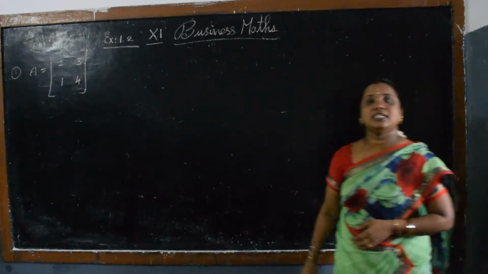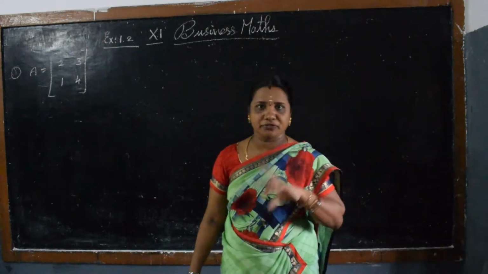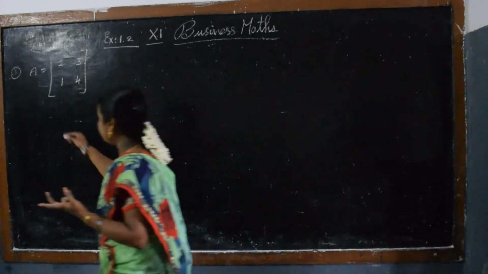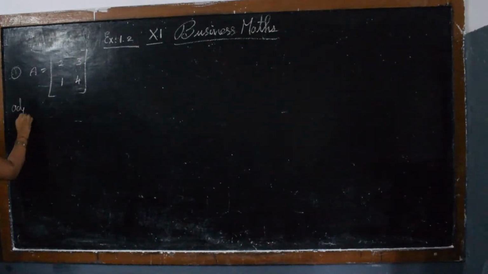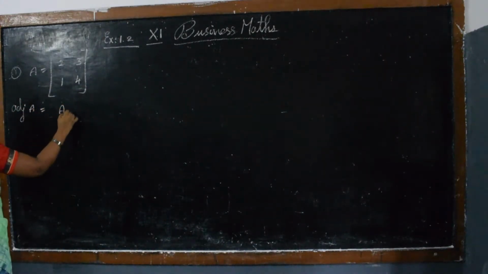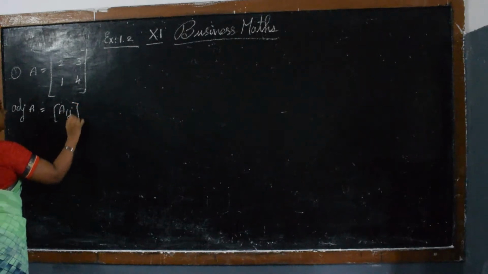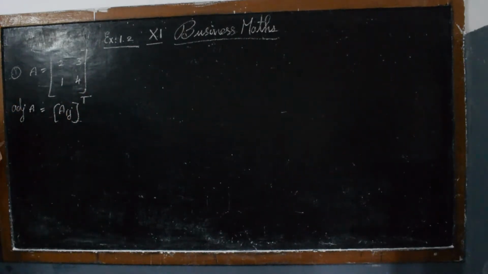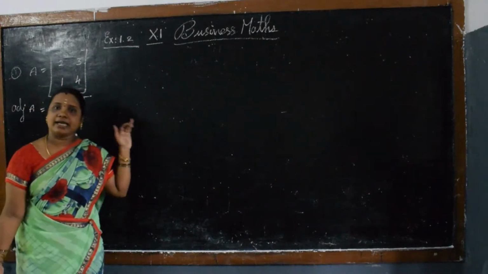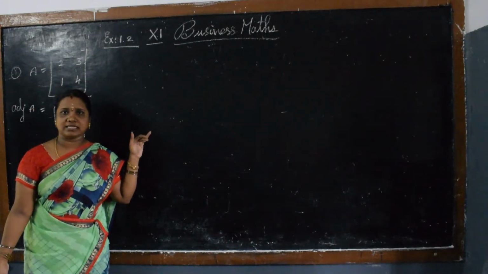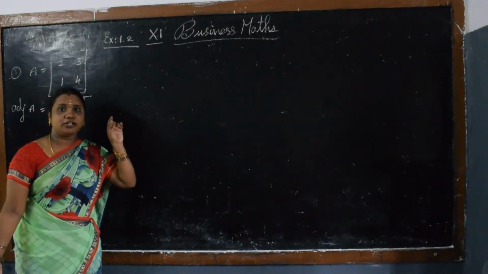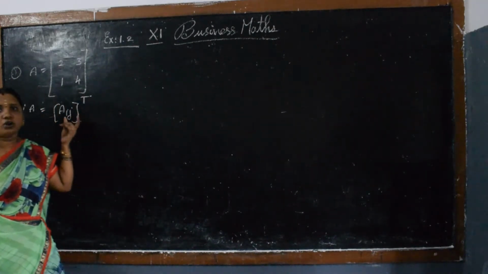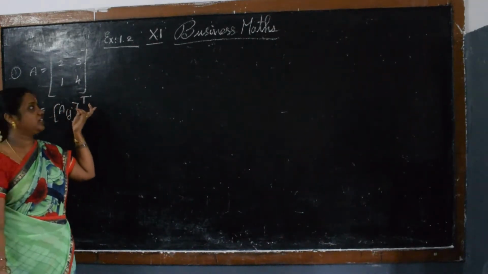Already I said, what is the adjoint of a matrix? You have to find the cofactor and take the transpose. See, adjoint of A is equal to the cofactor Aij transpose. So first find the cofactor. What is meant by cofactor? It is a signed minor. Already I explained to you last class. After finding the minor, you have to put the sign. That is the cofactor. So first find the cofactor for this.